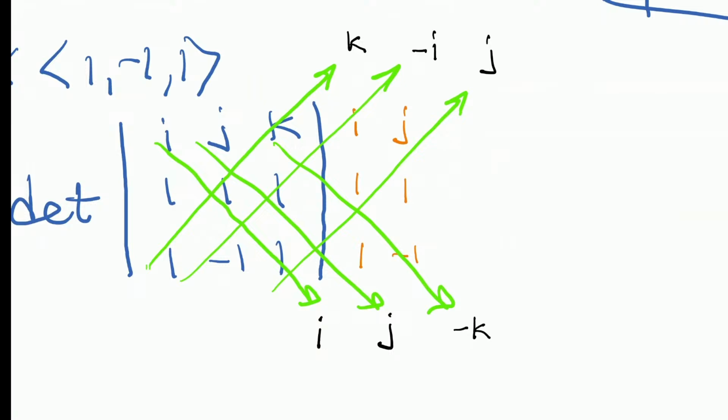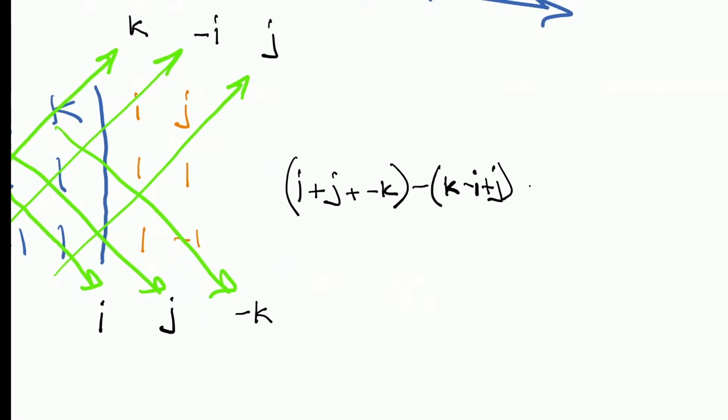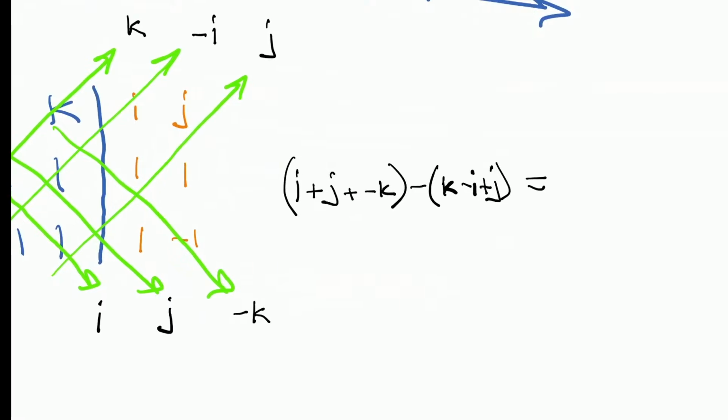Now let's go ahead and add this all together. We have i plus j plus negative k. That's the down diagonals. Subtract off the up diagonals. And that's going to give me 2i plus 0j. Notice that the j's cancel, minus 2k. And you could write that like this: 2, 0, negative 2.